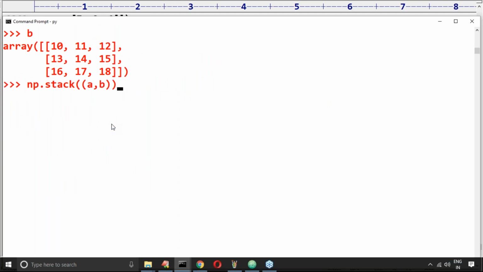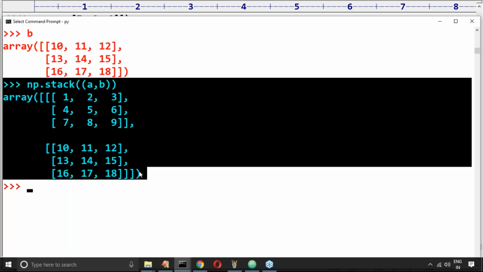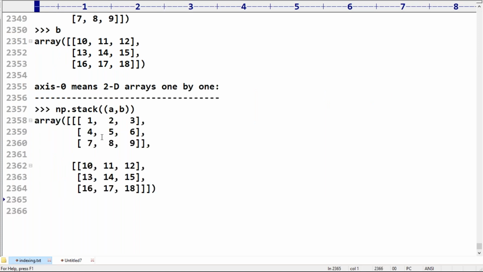Axis default is 0. What is the answer? Yes, is it the same thing? Is it my expected thing or not? Please confirm. Yes. Okay.